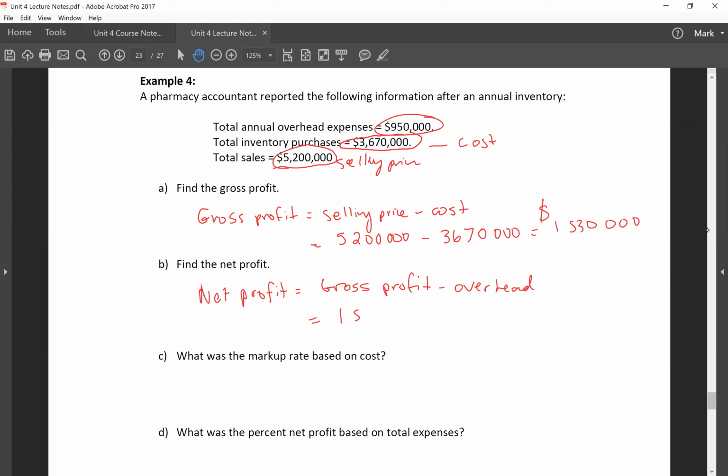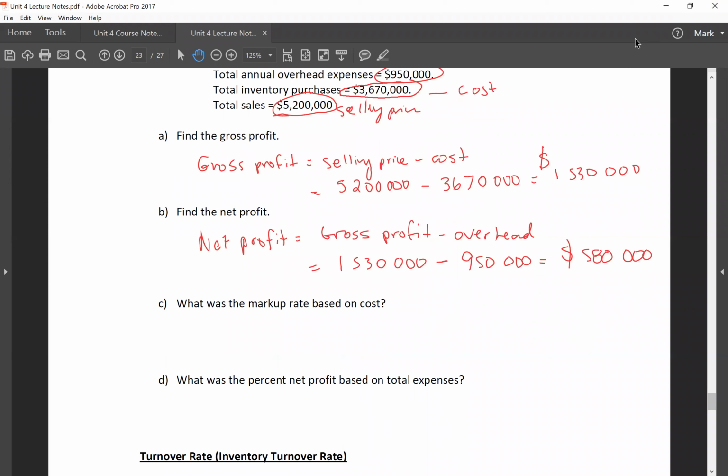So 1,530,000. I'm just trying to be careful with my zeros here. Minus my overhead, 950,000, and I'll get $580,000. There we go. So after all is said and done, at the end of the day, well, actually, this is an annual report. So at the end of the year, this company made a net profit of $580,000.